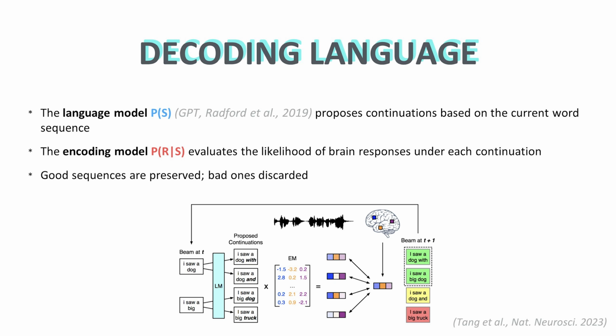So, for example, if we think the person might have already heard, I saw a dog, the language model might say the next words should be like with or and. So I saw a dog with or I saw a dog and. It tells us that these are reasonable continuations. Now, given some set of possibilities, we can evaluate, using our encoding model, what the brain response would have looked like if the person had actually heard these words. So we get a prediction of what the brain response to I saw a dog with or I saw a dog and would look like. And then we can compare those to the actual brain response, and we can say which one's a better match.